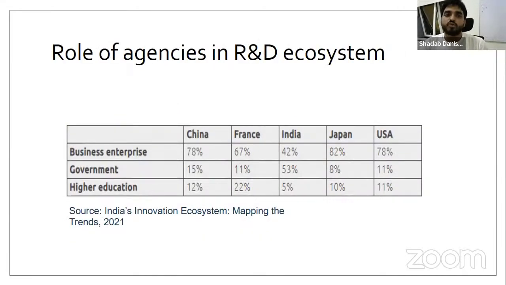Role of agencies: what is the role of each agency in the R&D ecosystem? Business enterprises in India are investing 42%, whereas the government is investing 53%. What is the astonishing part here? The source of this data is India's Innovation Ecosystem: Mapping the Trends to 2021. It is available, and one can look at the entire report.